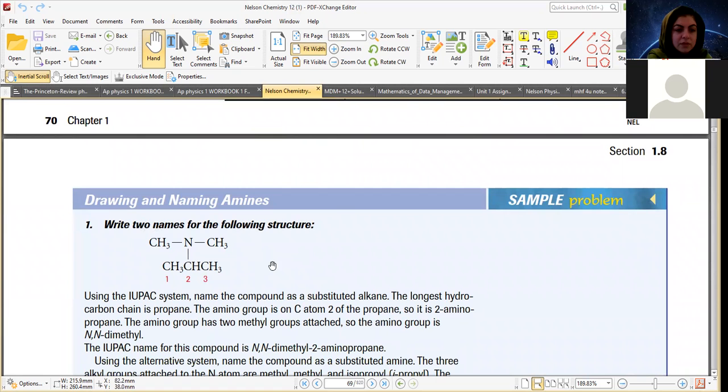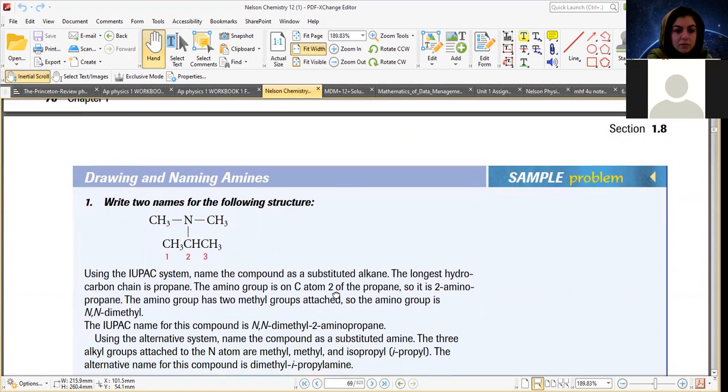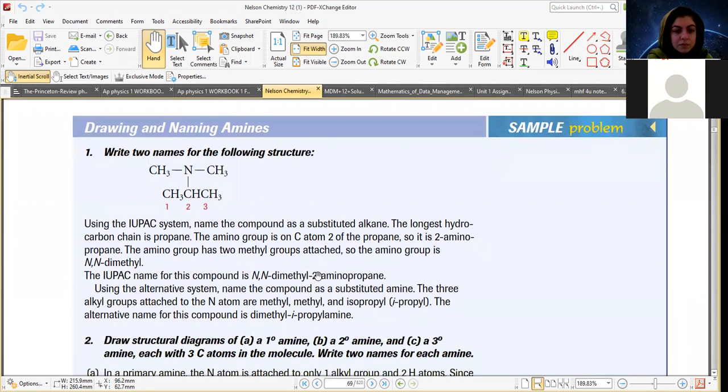Now write 2 names for this. You can choose your main chain to be this 1, 2, 3, propane. And these two are going to be attached to nitrogen, so it's going to be N,N-dimethyl-2-aminopropane, because the nitrogen is attached to the second position on the main chain. Another thing is that these 3 branches are attached to the N: methyl, methyl, and here is isopropyl. When the 3 carbon is attached from the middle to something, it's going to be isopropyl, so dimethylisopropylamine.